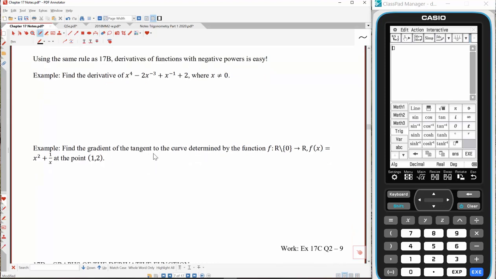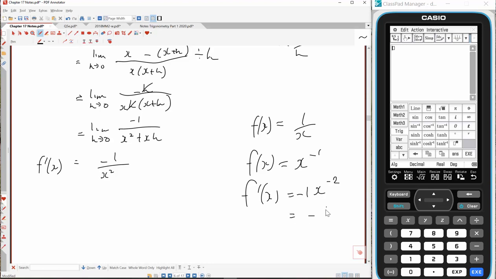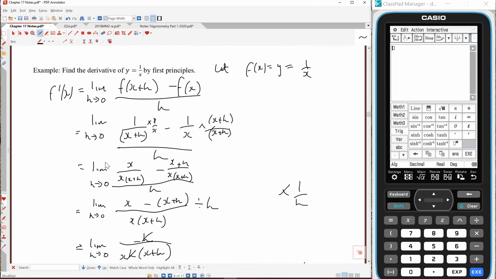So what we do, girls, is we essentially use the same rule as 17b to get derivatives of functions with negative powers. If I wanted to do this without first principles, if f of x is equal to 1 on x, I rewrite f of x as x to the -1, and I simply use that same rule that I used prior, which is -1 multiplied by the coefficient, which is 1, x to the -2, which written with a positive index is -1 over x squared. Gee, isn't that a hell of a lot easier than doing all of this?